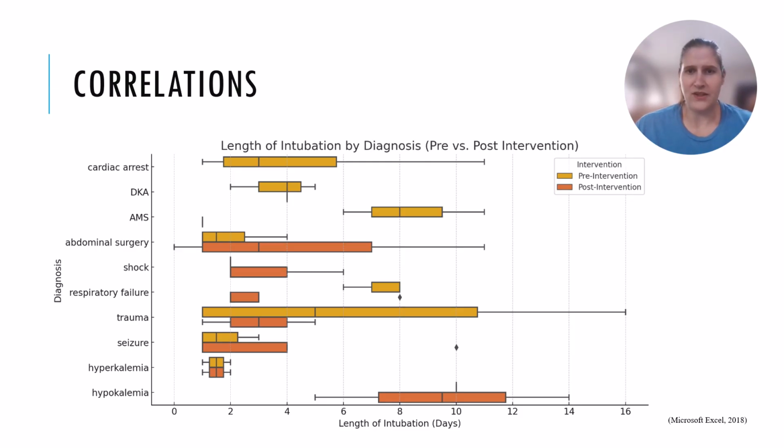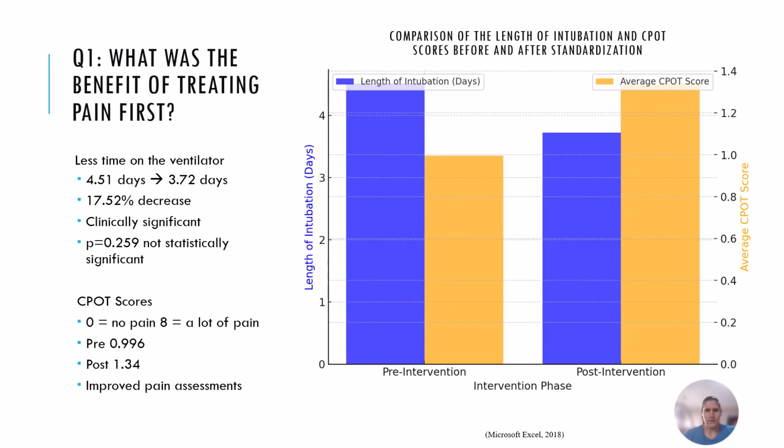Conversely, patients with seizures exhibited minimal changes, suggesting that the standardization of the CPOT had little effect on their duration of intubation. This bar graph compares the length of intubation and the average CPOT score before and after standardizing the CPOT. The blue bars represent the average length of intubation, which decreased, and the orange bars represent the average CPOT scores, which increased. It illustrates the trend of treating pain first, which was associated with a decrease in the length of intubation and an increase in CPOT scores.